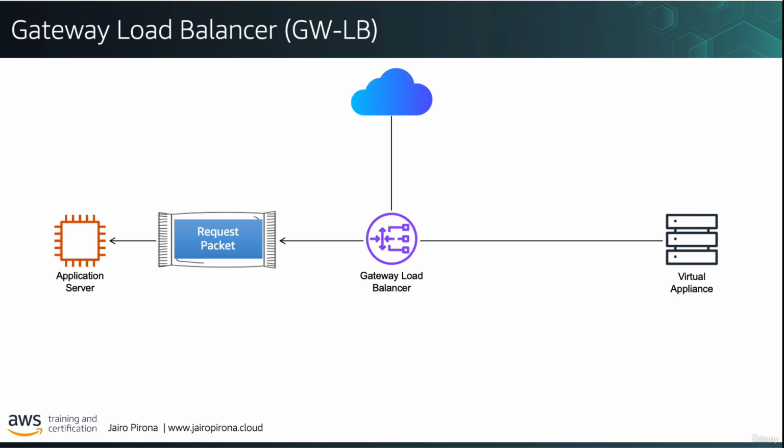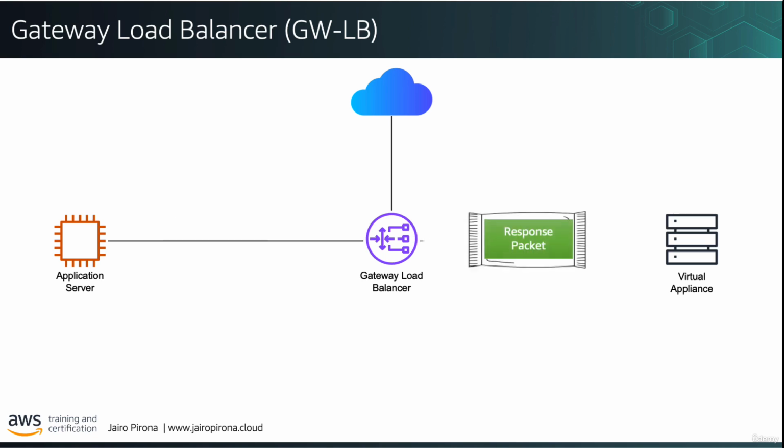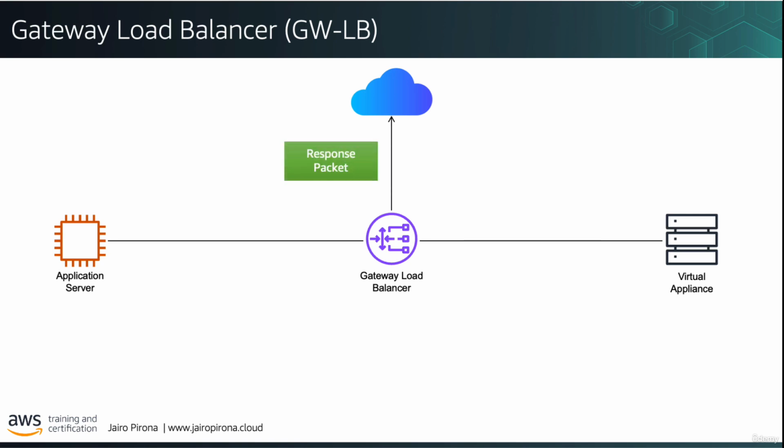Note that we are still dealing with the original request packet. Similarly, when the server responds, the packet is intercepted by the gateway load balancer, which encapsulates it and forwards it to the virtual network appliance. The virtual network appliance decapsulates and inspects it. After inspection, it encapsulates it again and sends it to the gateway load balancer. The gateway load balancer decapsulates it and forwards it to the requesting user.